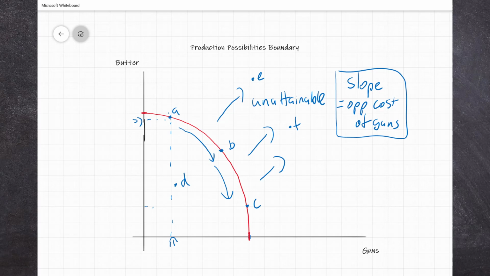So for instance, at this point C that we were talking about before, we're producing a lot of guns and only a little bit of civilian goods, only a little bit of butter. If we wanted to increase our gun production or military production from there, we're going to have to give up a whole lot of butter to do so. Look how steep the slope is at that point C. So what this bow-shaped production possibility boundary indicates is that the opportunity cost of producing these goods is changing. And in particular, this bow shape indicates that the opportunity cost of producing something goes up the more of that good that you produce.